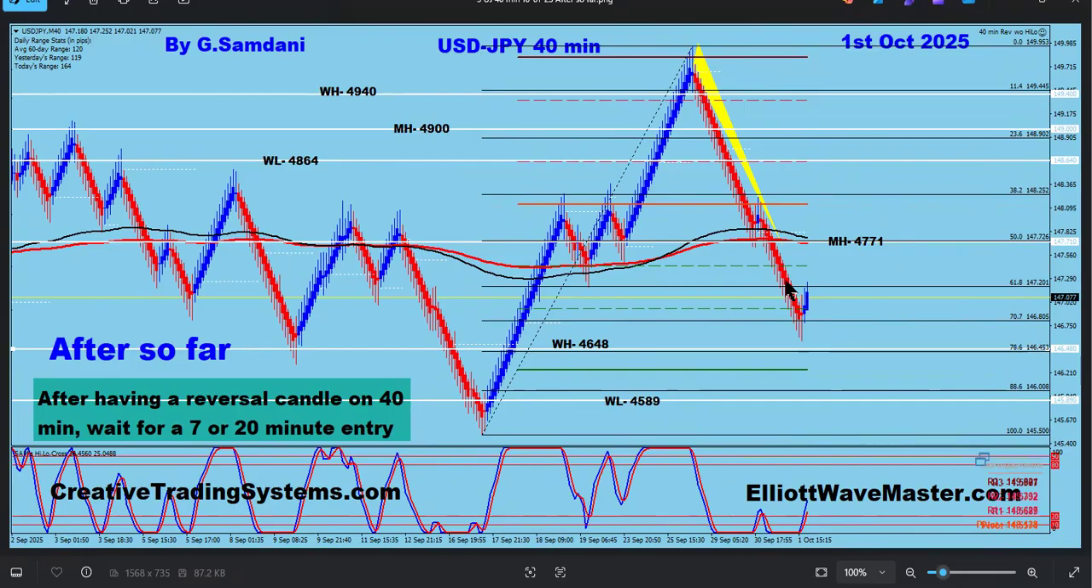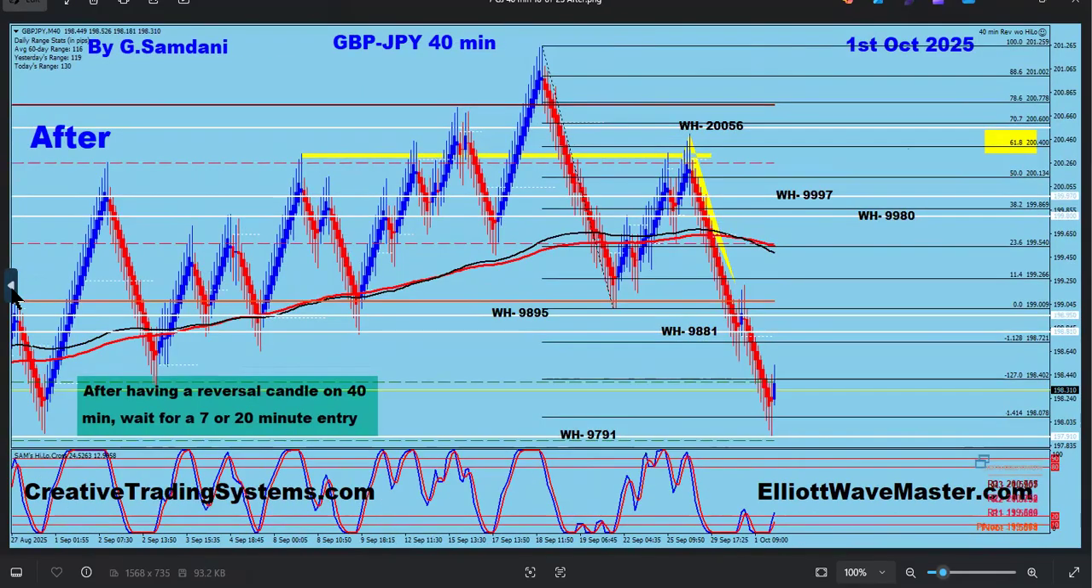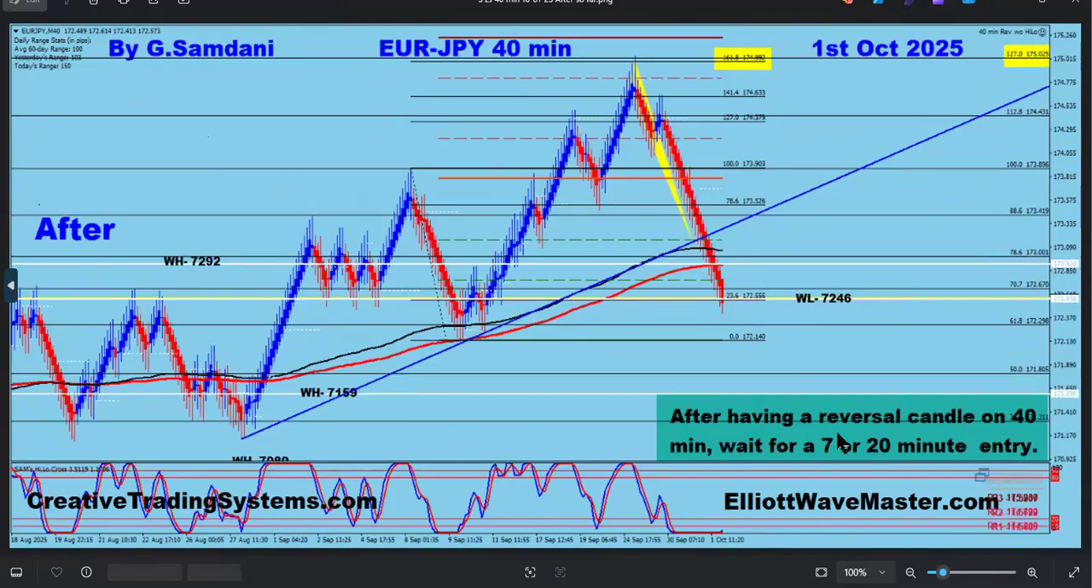So you saw what happened, right? Now, my idea of trading is this. All three charts are saying the same thing. Read this: after having a reversal candle on the 40, which is this chart, first entry from the 7-minute, second entry from the 20-minute, into the move. Not into the day, but into the move.